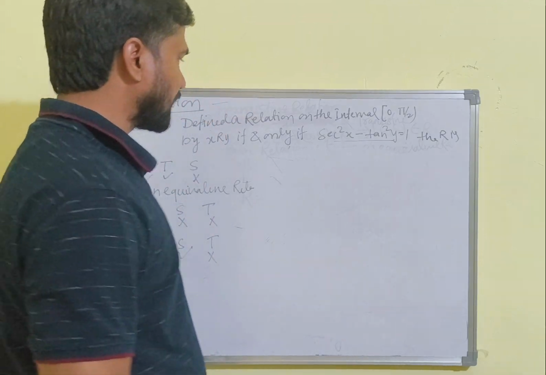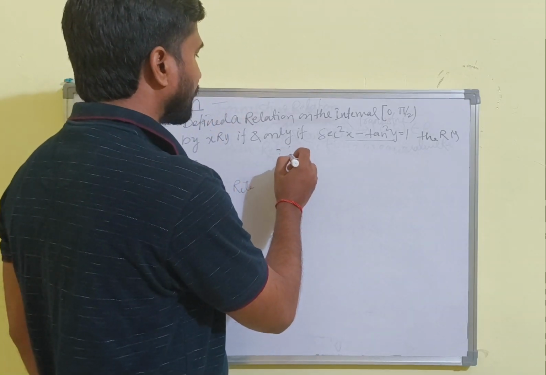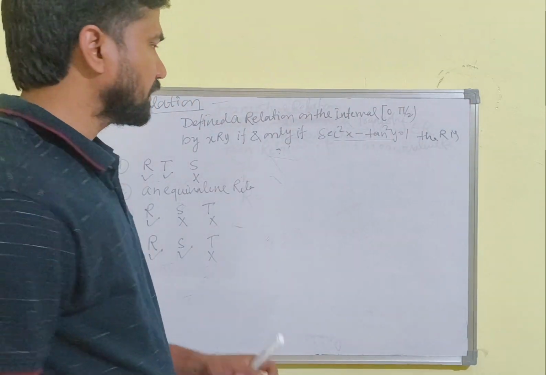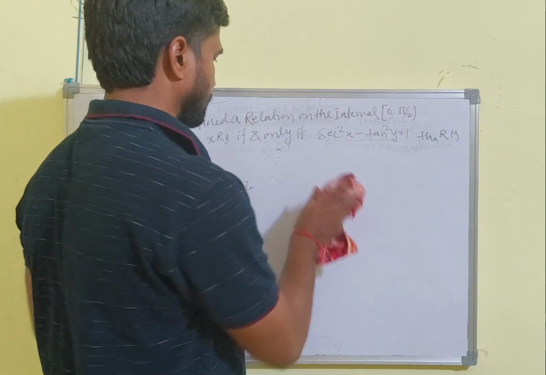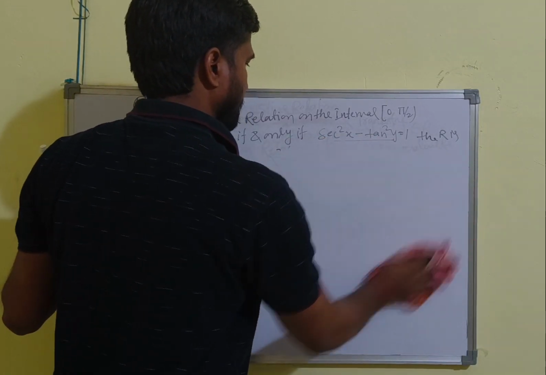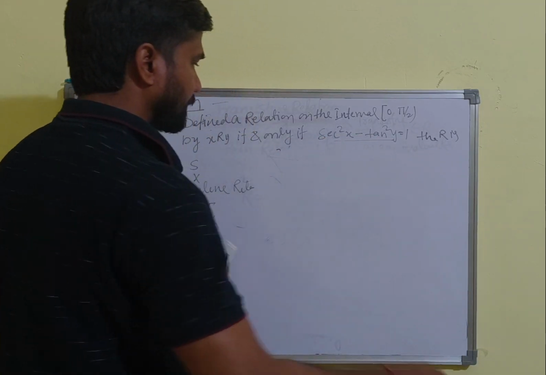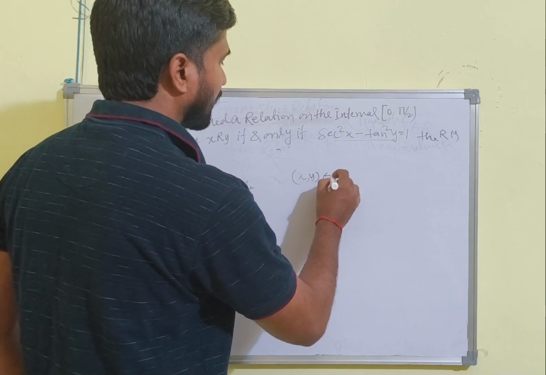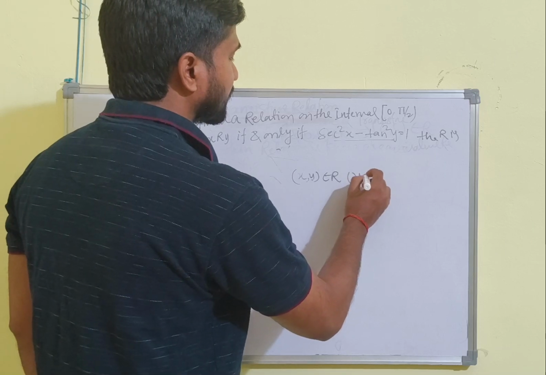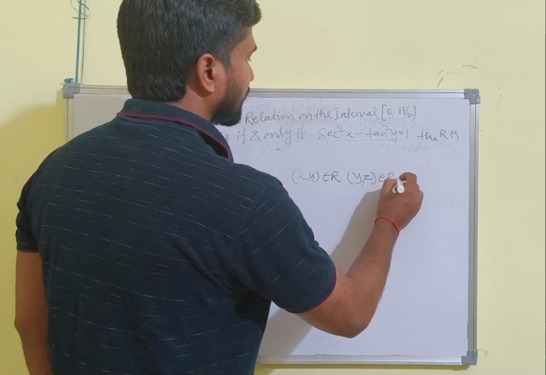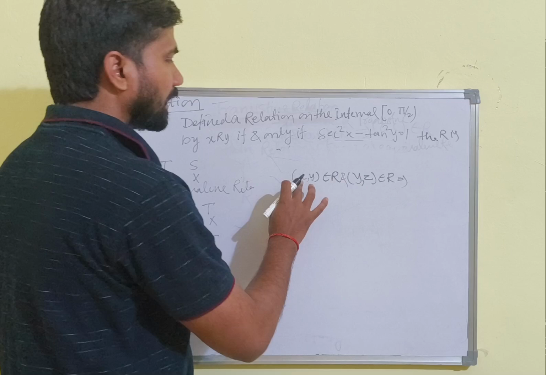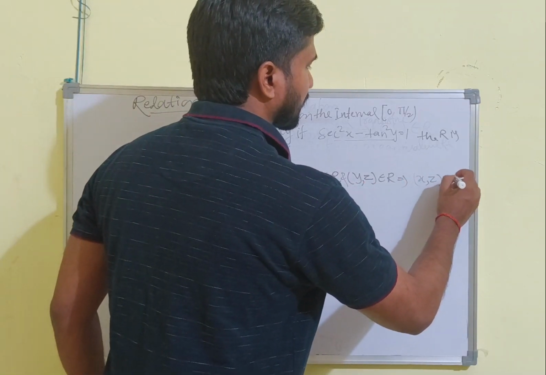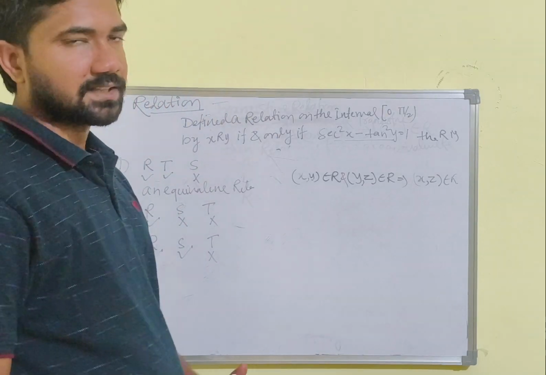Now transitive relation, what does it say? If (x, y) belongs to R and (y, z) belongs to R, that implies what? (x, z) also belongs to R. Then the relation is known as a transitive relation.